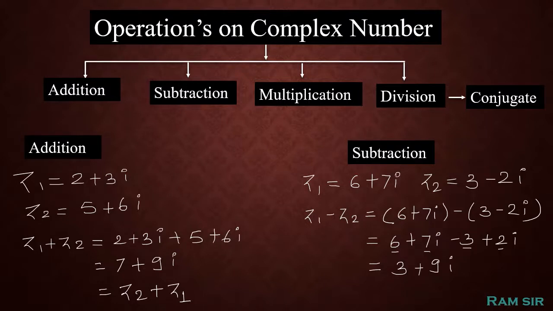And be careful with this. If Z1 minus Z2 is said, then you have to write Z1 first and Z2 later, because Z1 minus Z2 is never equal to Z2 minus Z1. So these are the two properties we also discussed. In addition, Z1 plus Z2 is equal to Z2 plus Z1, but in subtraction Z1 minus Z2 is never equal to Z2 minus Z1.